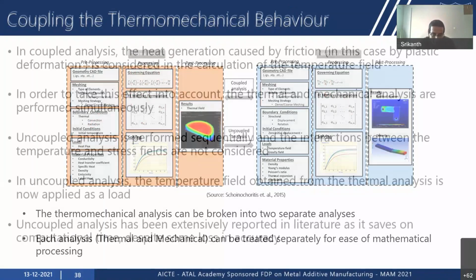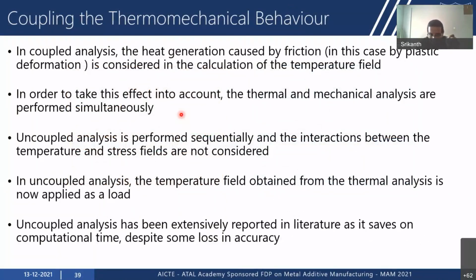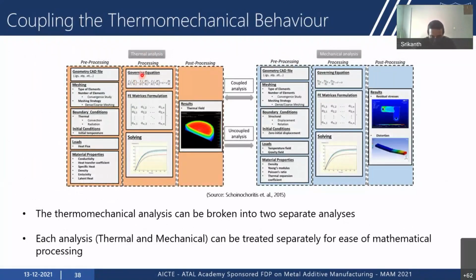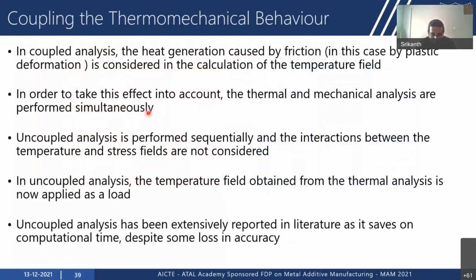In the coupled analysis, the heat generation that's caused by friction, that is plastic deformation, will be considered in the calculation of the temperature field. So basically, the temperature is causing the stress, and the heat generation because of plastic deformation is used in the calculation of the temperature field. So it is coupled analysis. If you want to take this into account, both thermal and mechanical analysis have to be performed simultaneously. We first do the thermal analysis and then we do the mechanical analysis in the same step.